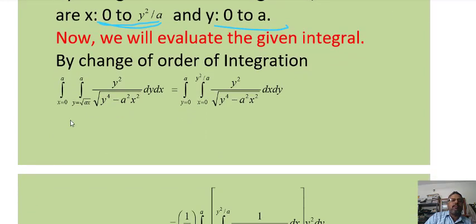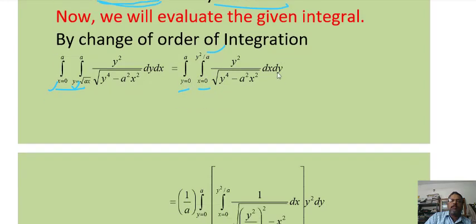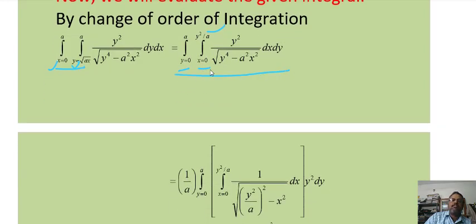By change of order of integration, first we will integrate with respect to x, then with respect to y. Now, x limit 0 to y square by a and y limit 0 to a, already mentioned. So now in this integral, first we will integrate with respect to x, then integrate with respect to y.